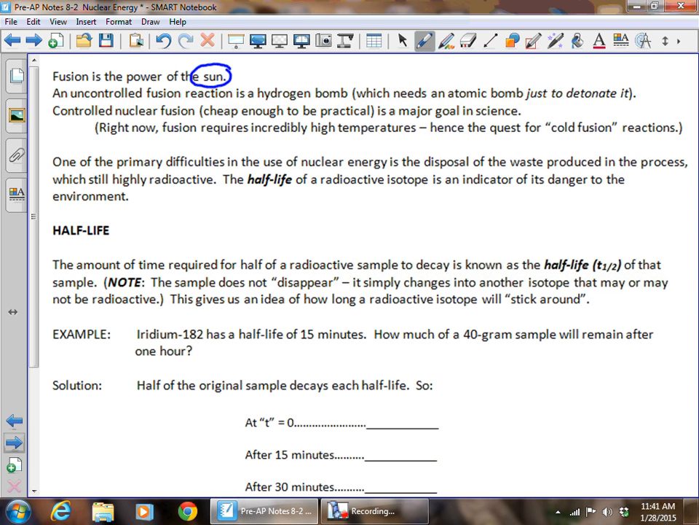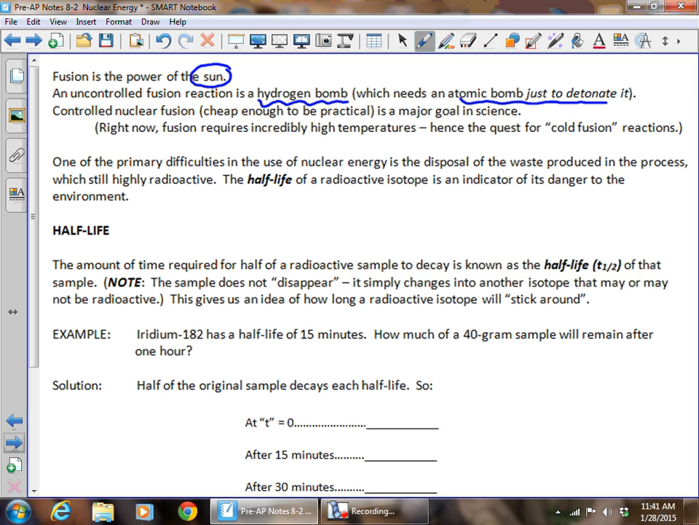If you have an uncontrolled fusion reaction, you get a hydrogen bomb. And a hydrogen bomb is hugely powerful. It takes large amounts of energy, high temperatures to start that fusion reaction, which means they use an atomic bomb just to detonate the fusion reaction.